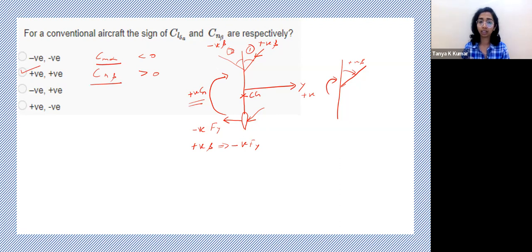Next, let's go to the other axis, that is the rolling stability. This was directional stability, rolling is the lateral stability. So that is denoted by Cl beta. Should this be positive or negative?